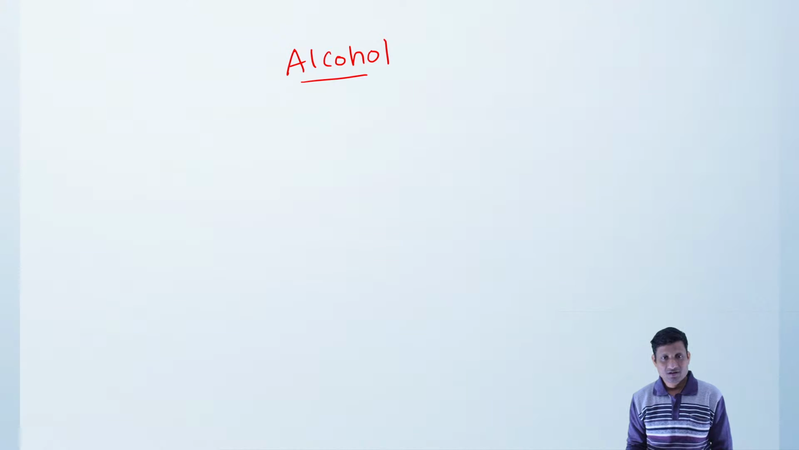So we are learning about carbon and its compounds, basically organic chemistry. Today is the last class in this chapter. In this class we'll learn about alcohol and acid.